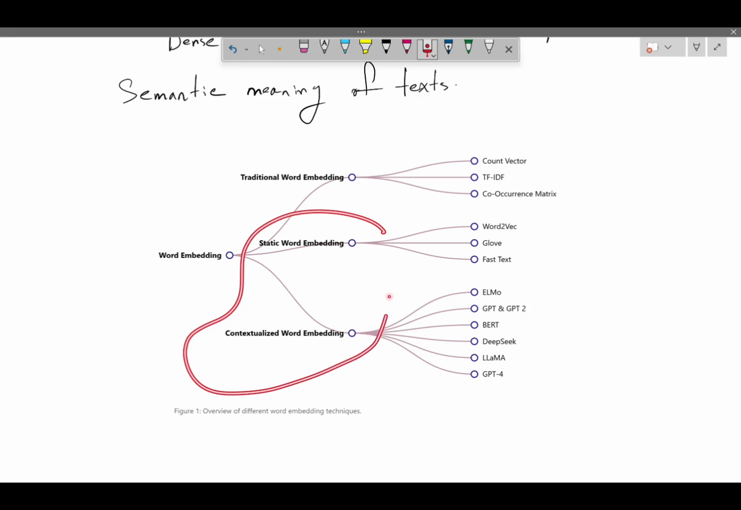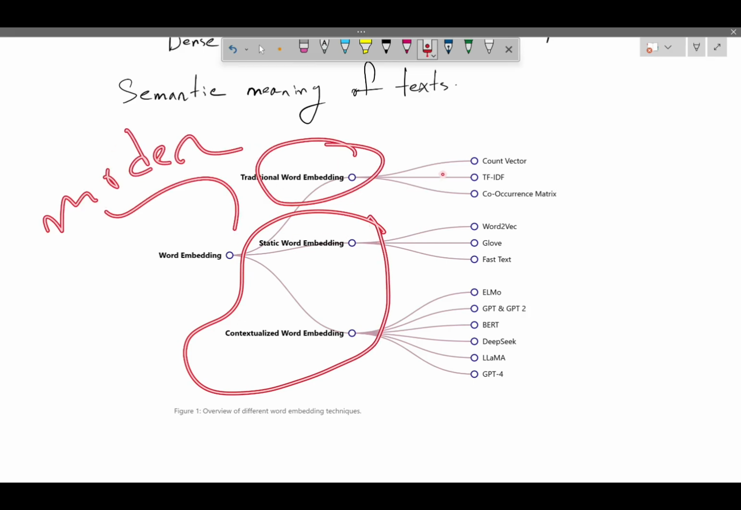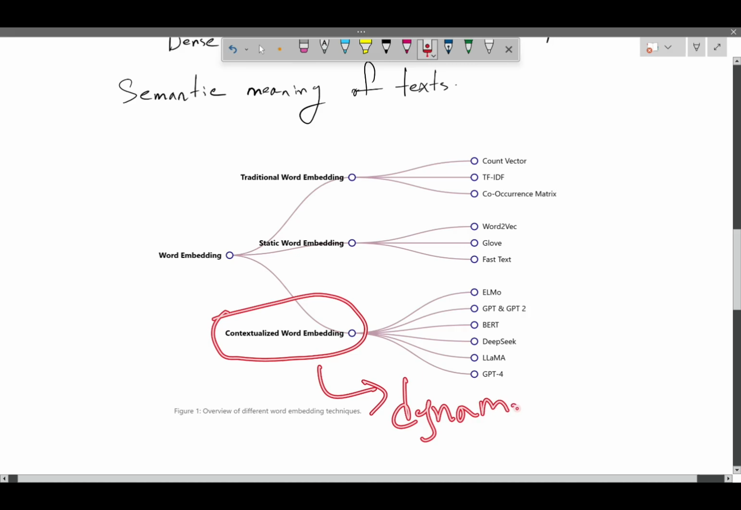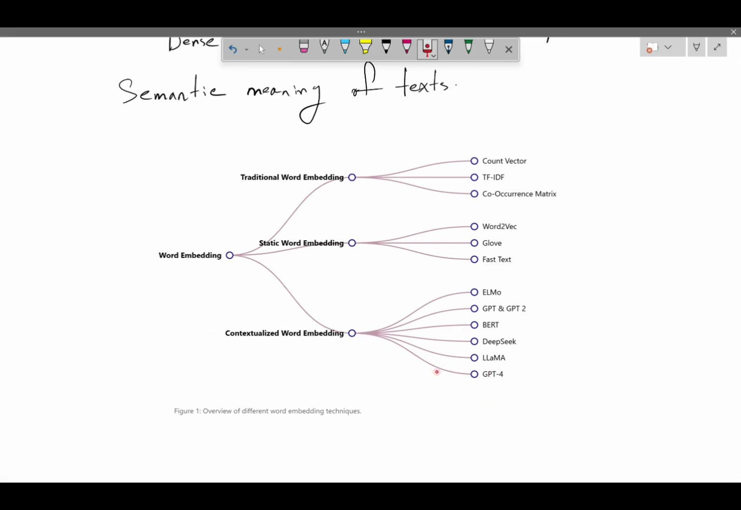So these two embeddings are modern, and this is the traditional one. In the traditional one, there is no semantic information, or if it knows any, it's very little. But static word embedding understands semantic information. And the last one is contextual word embedding. It is dynamic word embedding. It doesn't only know the semantic information, it can also update the embedding depending on the context.